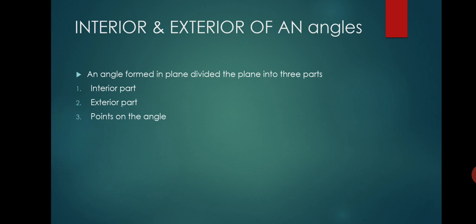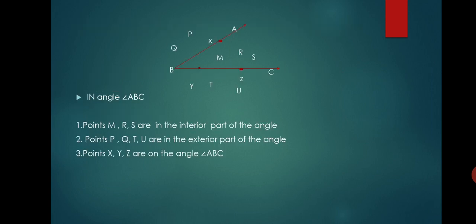Interior and exterior of an angle. An angle formed in a plane divides the plane into three parts: the interior part, the exterior part, and the part on the angle. Suppose we look at this figure. See, the points M, R, S are inside the angle, okay, that is inside the two rays. So these are the points inside the angle, or we say this is the plane which is the interior of the angle. Which is exterior?